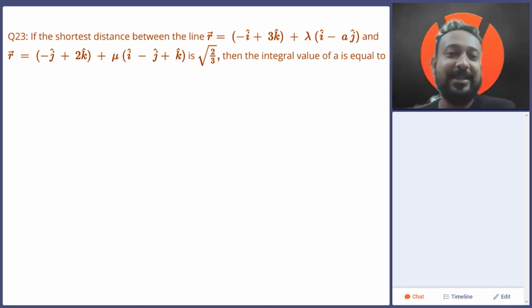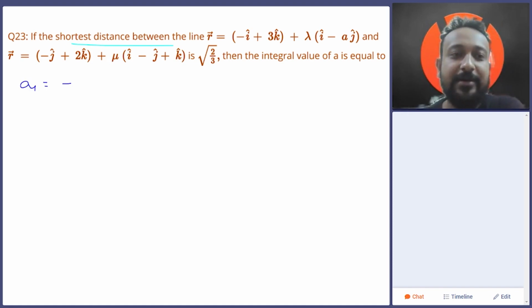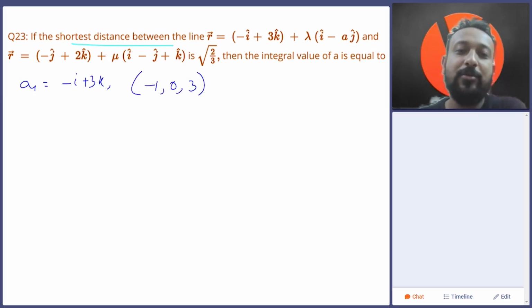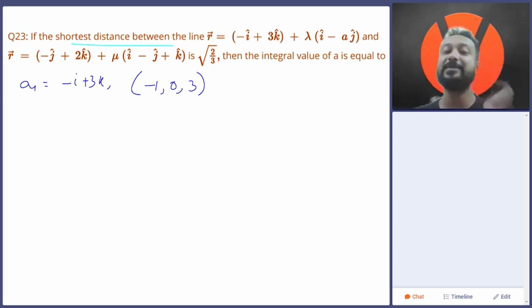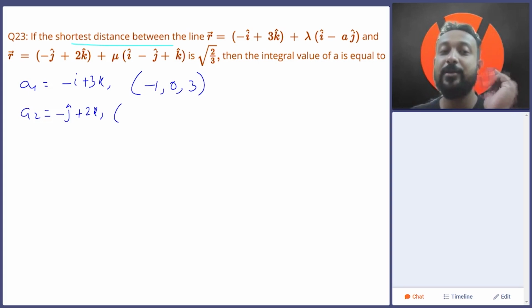Okay, next question, again the same kind. So shortest distance between the line this and this, then what is A? Very simple question, again same kind of question. So I think you can see very clearly, sir, A1 is my vector minus i plus 3k. So I will write down this as a point immediately. It will be minus 1, comma 0, comma 3. Okay, because I'm looking for x1, y1, z1. A2 is my another position vector minus j plus 2k. Corresponding point will be what? 0, minus 1, comma 2.